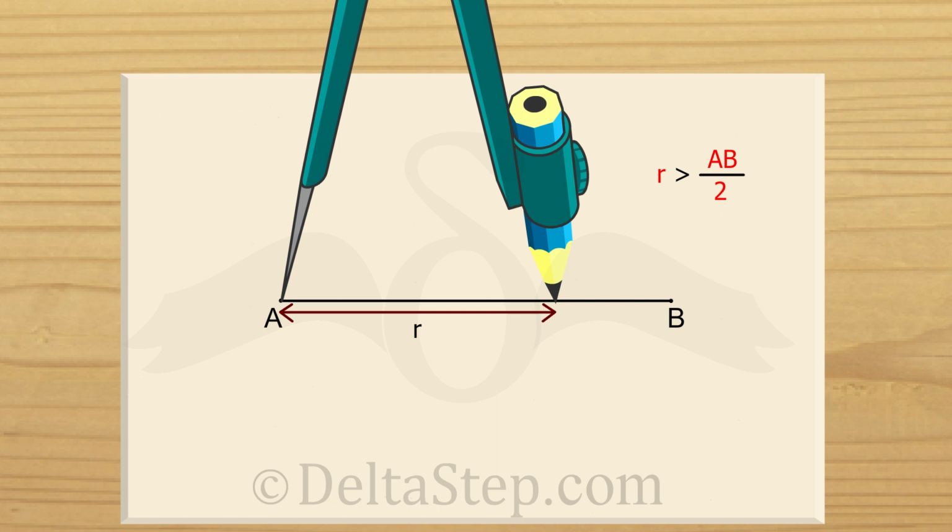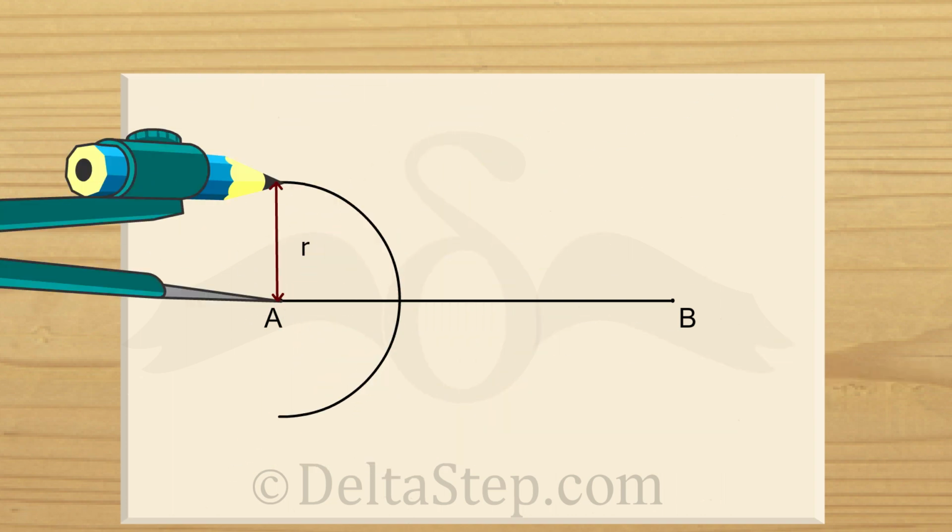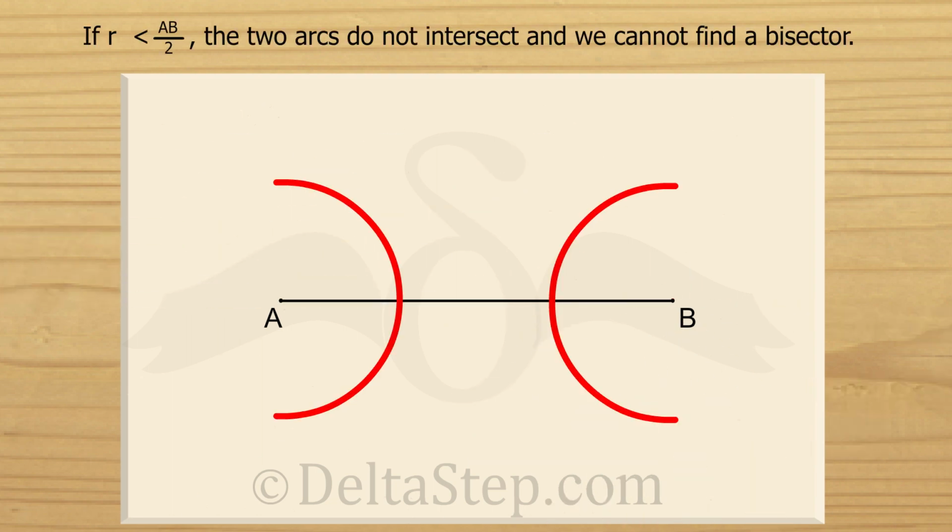Here, to construct the two arcs, we have taken a radius of length greater than half the length of line segment AB. Why? What happens if we take a radius less than half the length of line segment AB? Let us see. We see that if the radius is less than half of the length of line segment AB, the arcs formed would be too close to the points A and B and they will not intersect each other. So, we would not be able to get a line for perpendicular bisector at all.